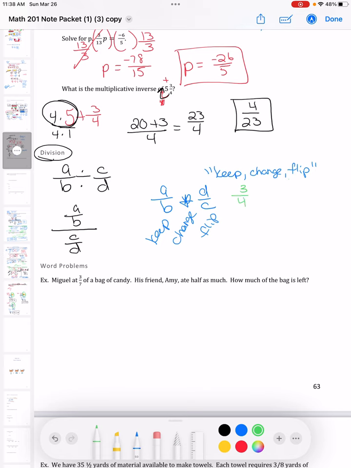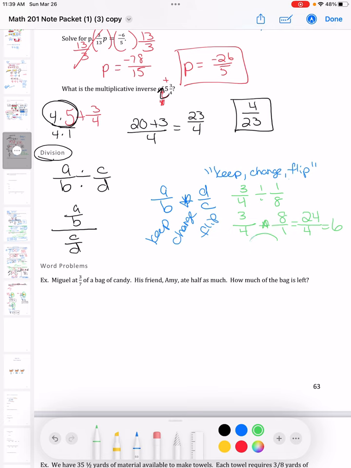So 3/4 divided by 1/8. We keep, change, flip. So the keep, change, flip. That's going to give me, multiplying across, the numerator 24, and the denominator 4. And that also happens to give me 6. I'll give you one that gave you the same answer.